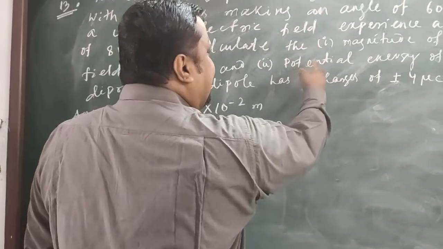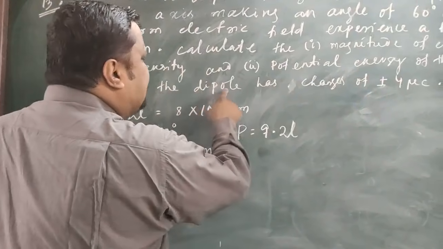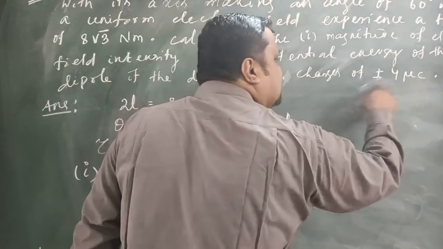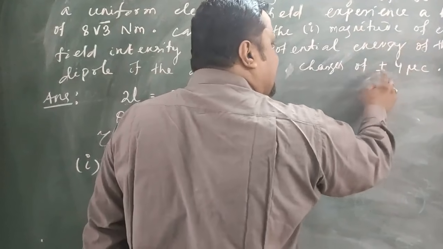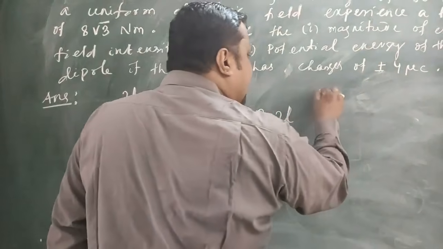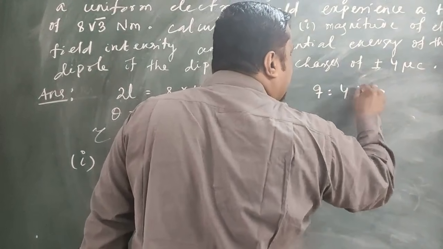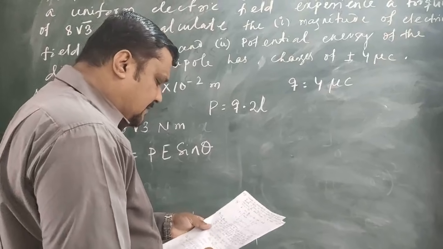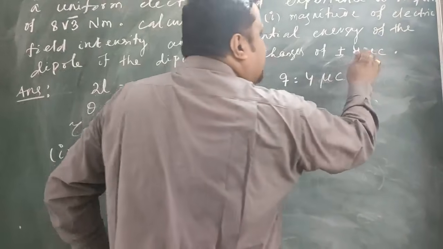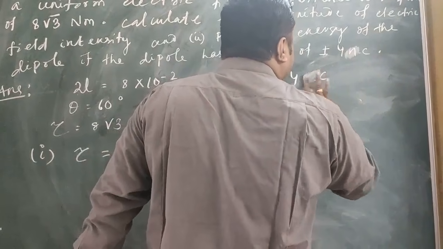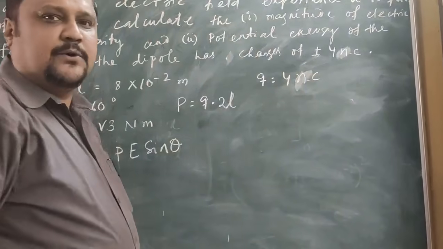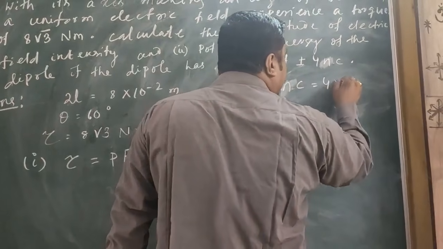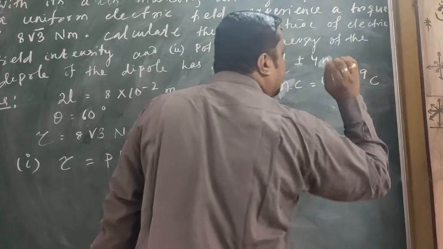In the second part it is given: potential energy of the dipole, if the dipole has charges of this much, plus or minus. One charge is plus 4 microcoulomb and another is minus 4 microcoulomb. So you can say the charge is equal to 4 microcoulomb. Sorry, it is not micro, it is nanocoulomb. The question is given in nanocoulomb. So q is equal to 4 nanocoulomb, which means 4 into 10 to the power minus 9 coulomb.